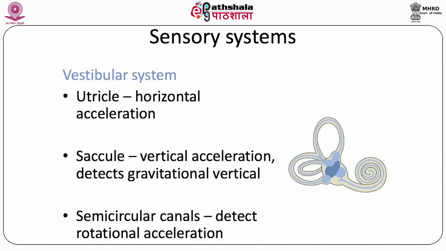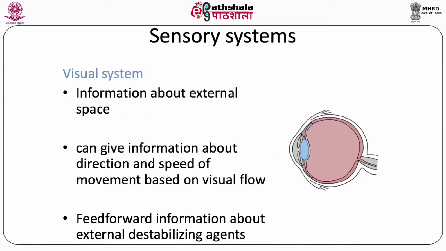These are all mutually perpendicular to you, so that they can cover all potential degrees of freedom of rotation. Then coming to the visual system, the visual system is what gives us information about the external world. When we are walking on rough terrain, for example, the visual system encodes the external space around us. It gives us prior warning about any potential obstacles and destabilizing scenarios, thereby allowing us to take the appropriate corrective responses.